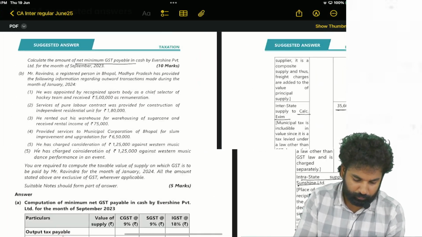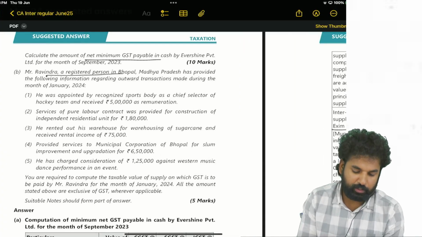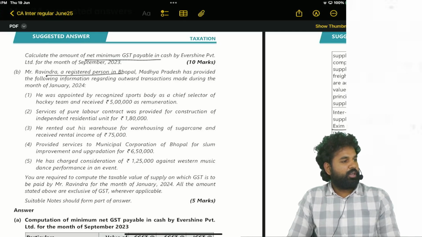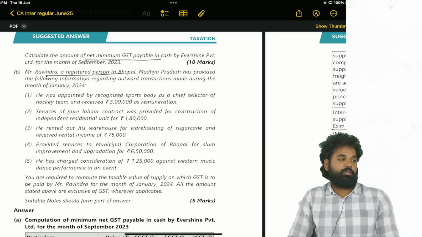Next question we have. Ravindra, a registered person in Bhopal, Madhya Pradesh, has provided the following information regarding outward transactions made during the month of January 24. He was appointed by a recognized sports body as a chief selector for the hockey team and received 5 lakhs as remuneration.